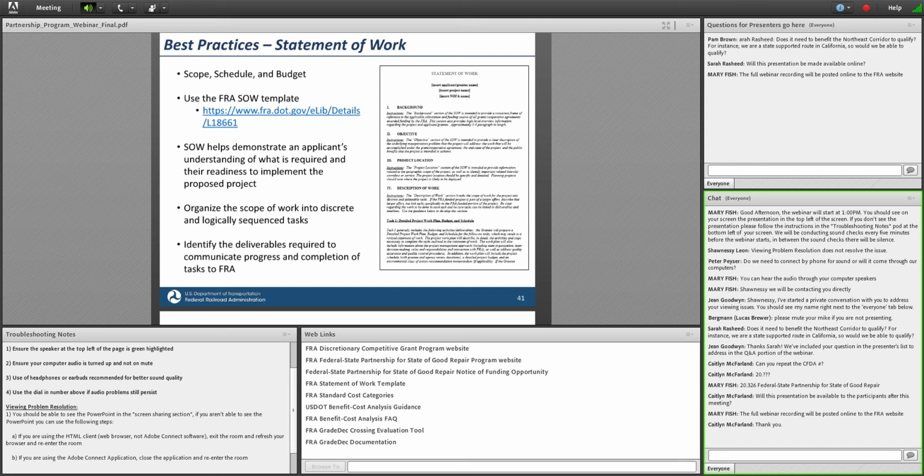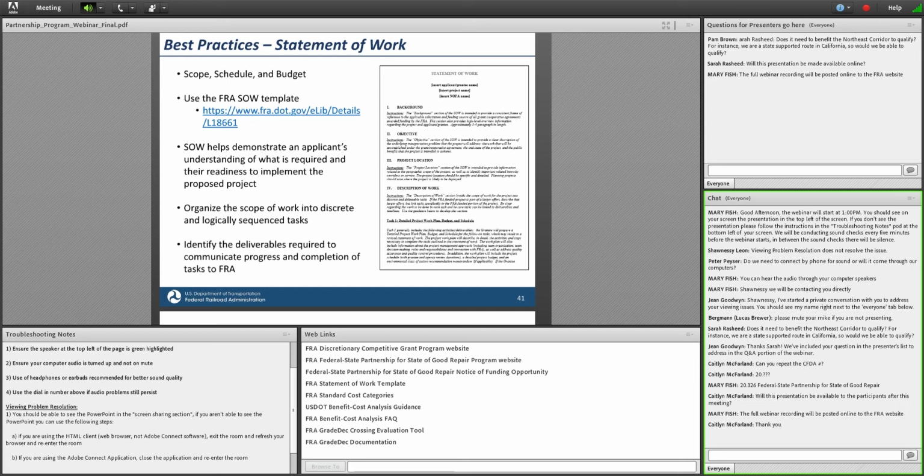So now on to the statement of work. So the statement of work is the scope, schedule, and budget for your project. We've developed a template that we ask applicants to use when putting together their statement of work that is linked to both in this webinar and in the NOFO. If you're selected for a grant, the SOW is typically the heart of your grant award, and it's really the core document that FRA uses to manage and oversee your project.